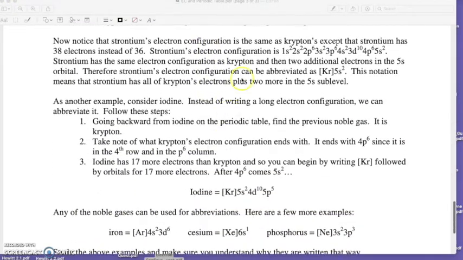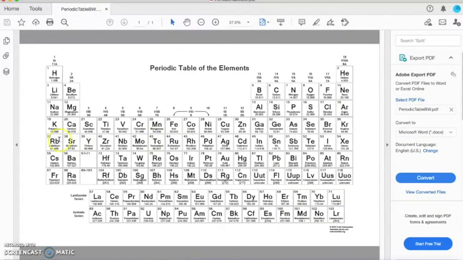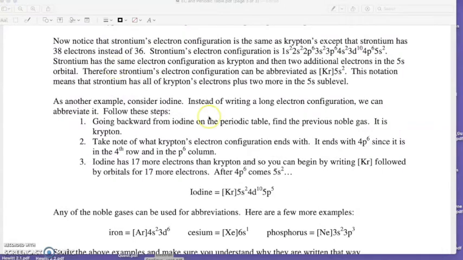Now notice that strontium's electron configuration is the same as krypton's, except that strontium has 38 electrons instead of 36. Strontium's electron configuration goes all the way to 4p6, but then it adds 5s2. So strontium is here, right? 4p6, and then this is 1, 2, 3, 4, 5, s2. So strontium shows up there.